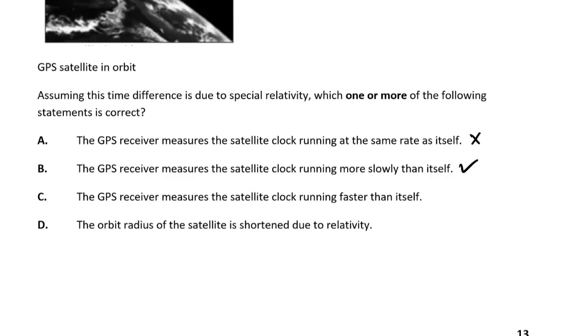Let's check options C and D. GPS receiver measures the satellite clock is running faster. No, we're only ever going to be looking at situations where someone will observe a clock running more slowly than themselves. We won't see people moving in fast motion. Last one. The orbit radius of the satellite is shortened due to relativity. We're going to learn more about this when we do length contraction next, but it turns out that the radius being perpendicular to the path of the orbit actually doesn't have anything called length contraction occurring. So this is not an answer, and you'll understand more a little later on.